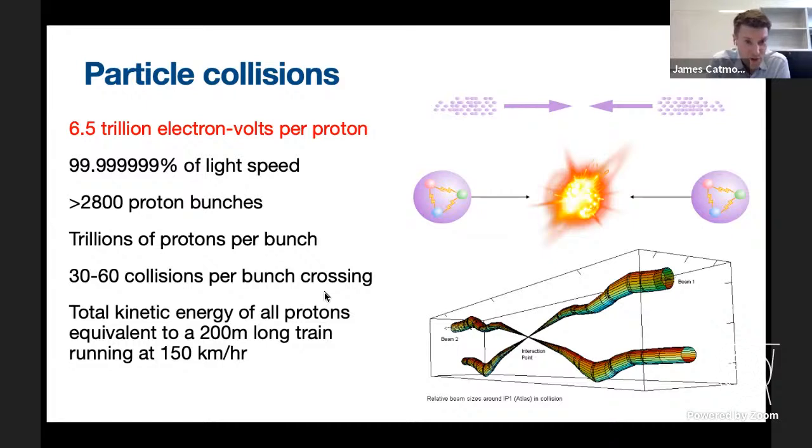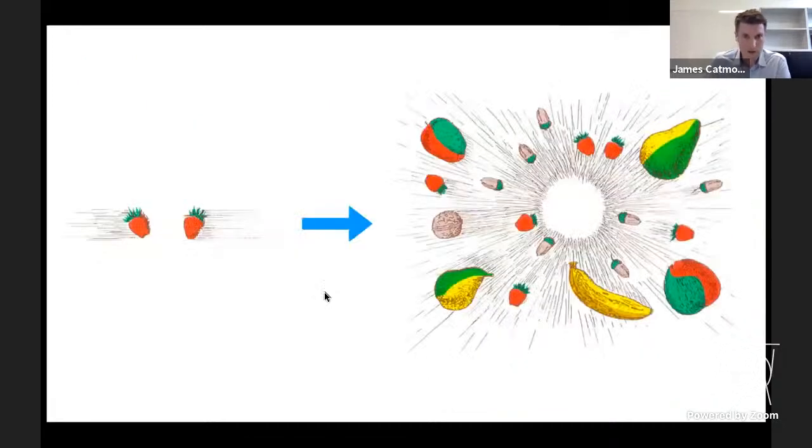If you're interested, the total kinetic energy of all of those protons, if you add them all up, is about the same as a 200 meter long train running at about 150 kilometers an hour. When the beams are going around the accelerator, they're about the thickness of a human hair. And as you can see in this diagram in the bottom corner, they are brought into a very, very tight focus when they're collided to ensure that as many of them collide as possible. So a sort of humorous way of depicting this is shown here. This is a very old picture from the 1970s, but I still quite like it.